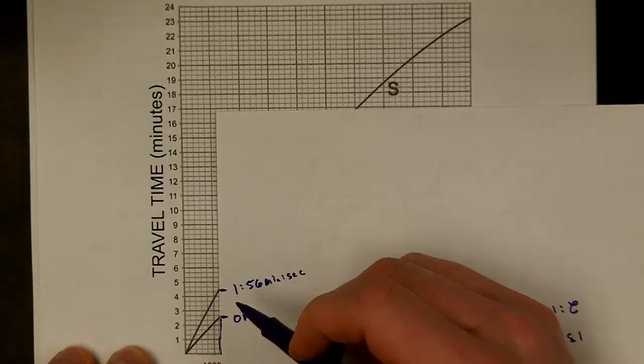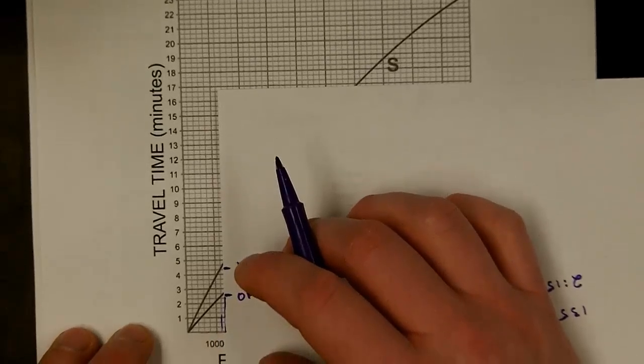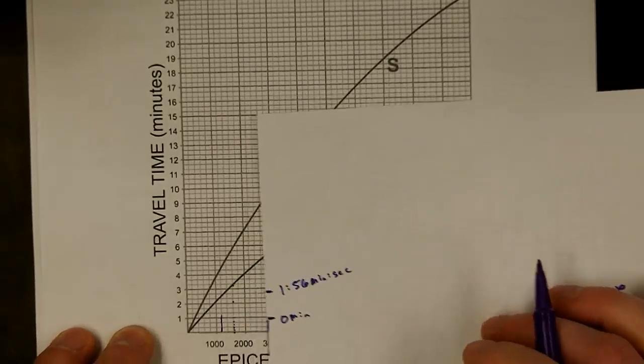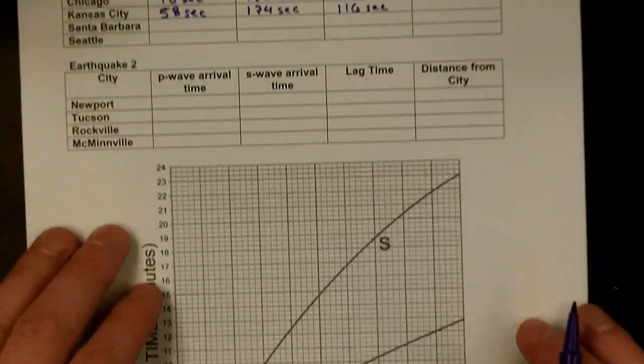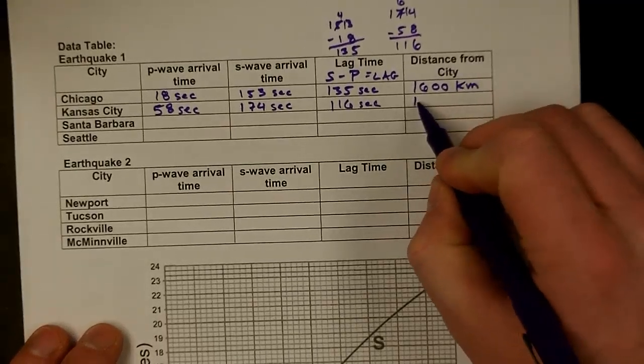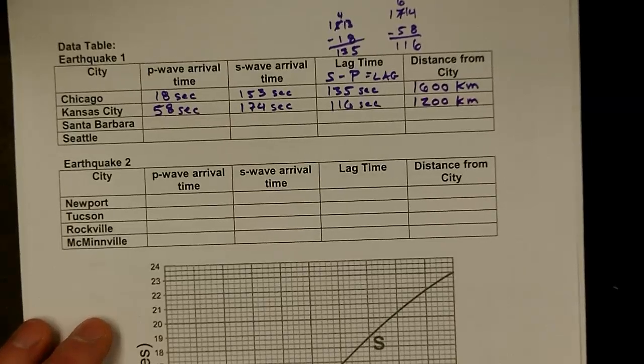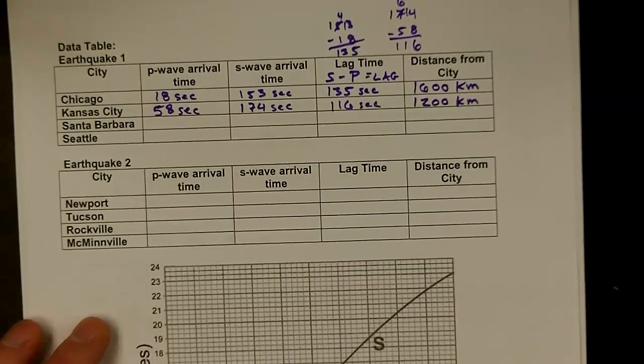I know that I'm just about at 1200. Oh, you can't see that. I'm just about 1200 kilometers from the epicenter. So I can take that number and put in my 1200 kilometers. Now I've got a distance from the epicenter for Kansas City.